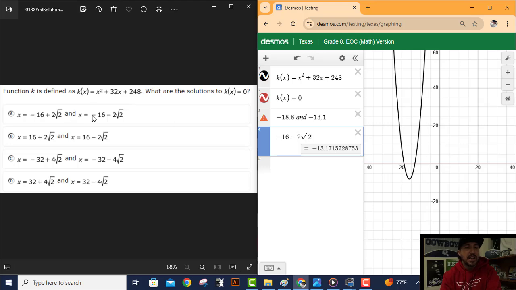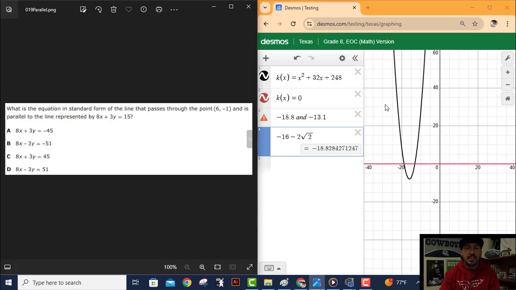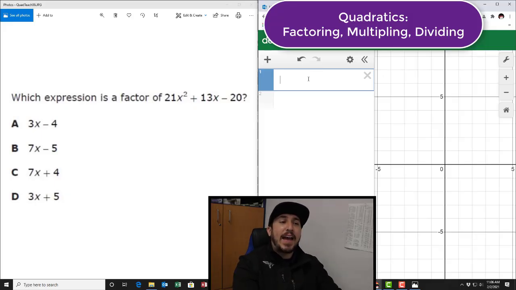Then the other one says -16 minus 2 square root of 2. So let me change this. Nice, and I got the other one. Perfect. So my answer here is choice A. I'm so thankful it worked out on the first one. I love that. All right, next case. They might ask you what a factor is.